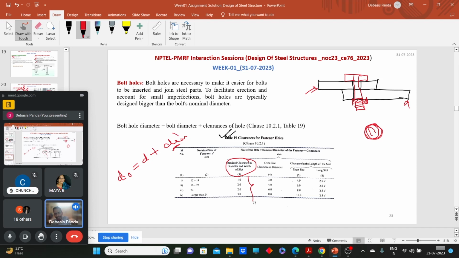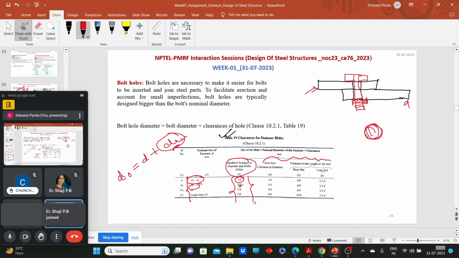So what should that clearance be? We very often follow this standard clearance for the design of bolts. These clearances also have meanings, I will tell you. This standard clearance depends on the diameter of the bolt. If we have 12 to 14 mm bolts, you need to go for 1 mm clearance. If we have 16 mm to 22 mm bolts, you need to go for 2 mm clearance.